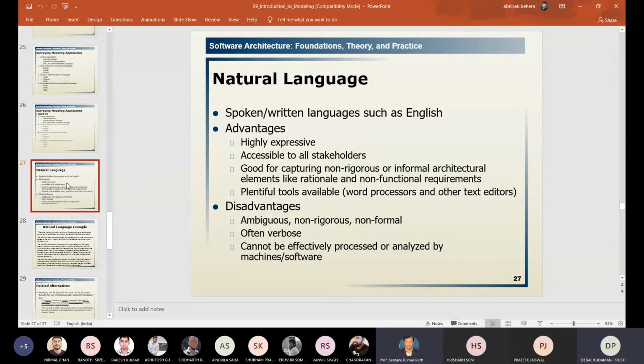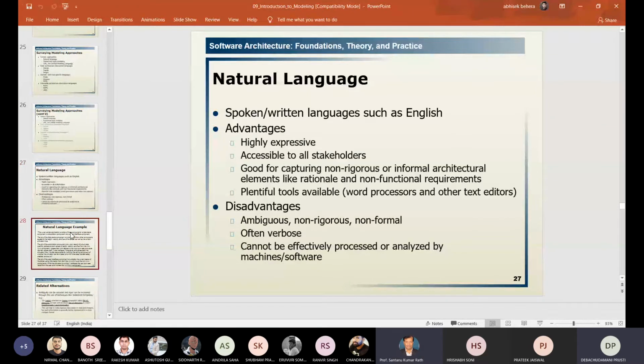Verbose means complication in the verbs, maintaining the verb in the sentence. If the verb is not proper, whether it is past tense, present tense, or future tense, the sentence is verbose. Verbose means the sentence is complicated to understand, with some difficult word arrangements. And it cannot be effectively processed or analyzed by machines and software. Although it is very understandable by us as a spoken language, it is difficult to be processed by machines or software.